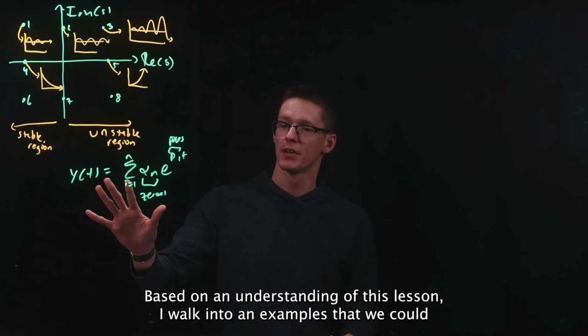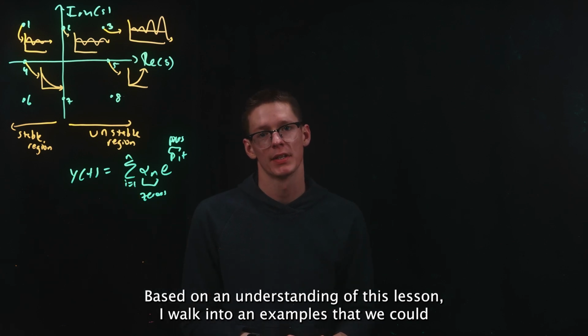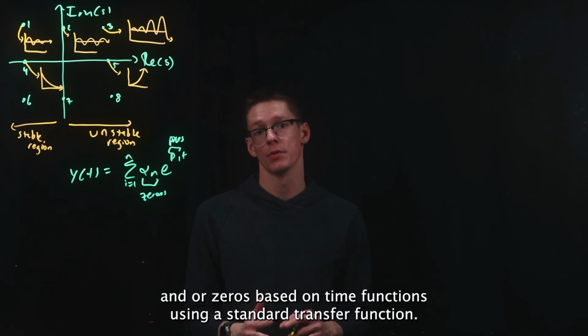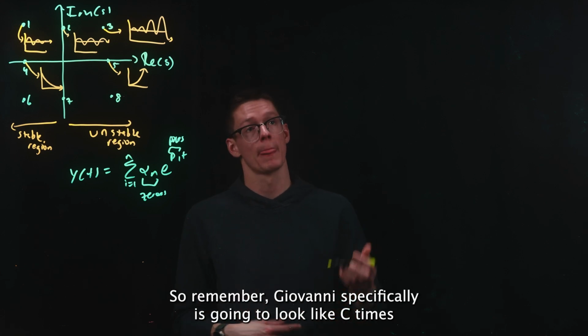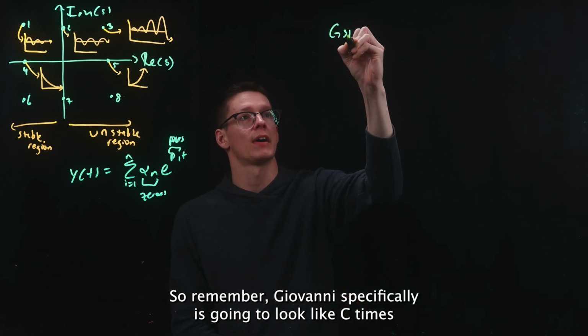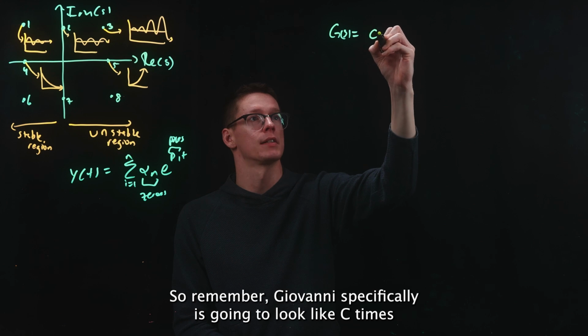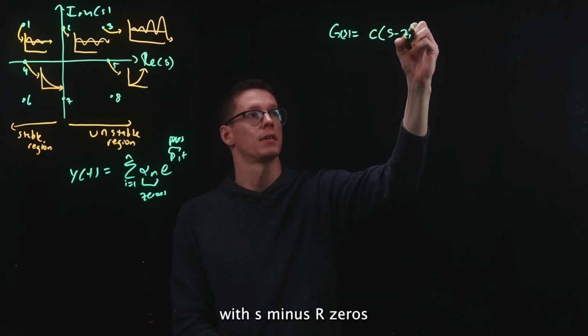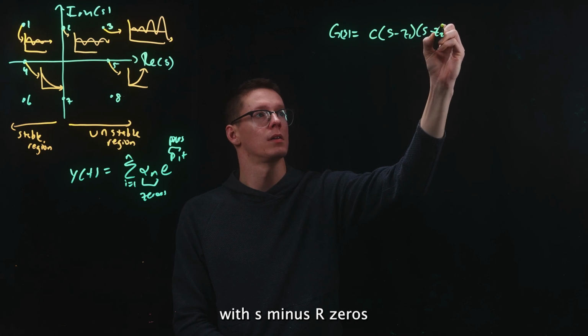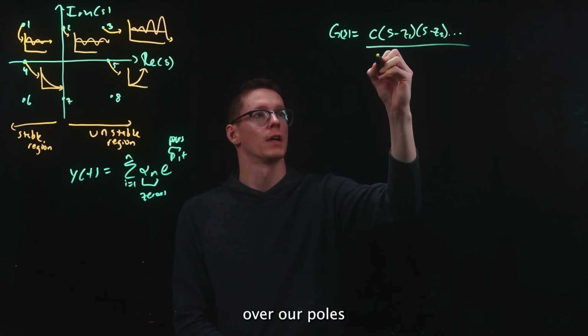Based on an understanding of this, let's try walking through an example so that we could determine our poles and our zeros based on time functions using a standard transfer function. So remember, g of s specifically is going to look like c times, we have s minus our zeros over our poles.